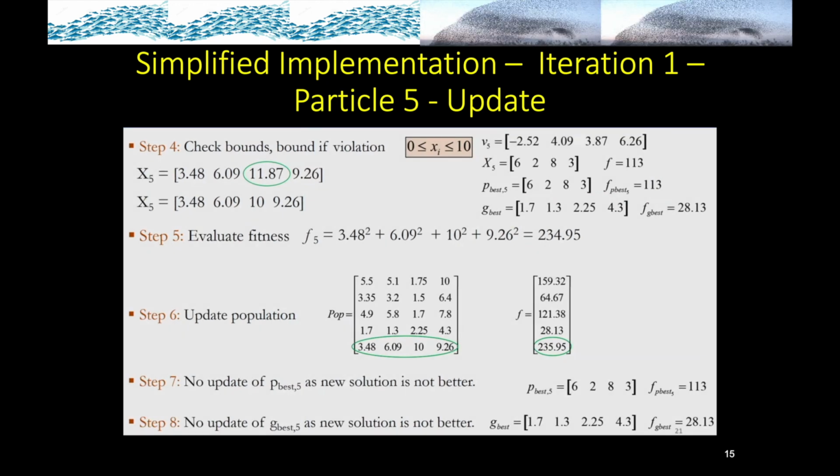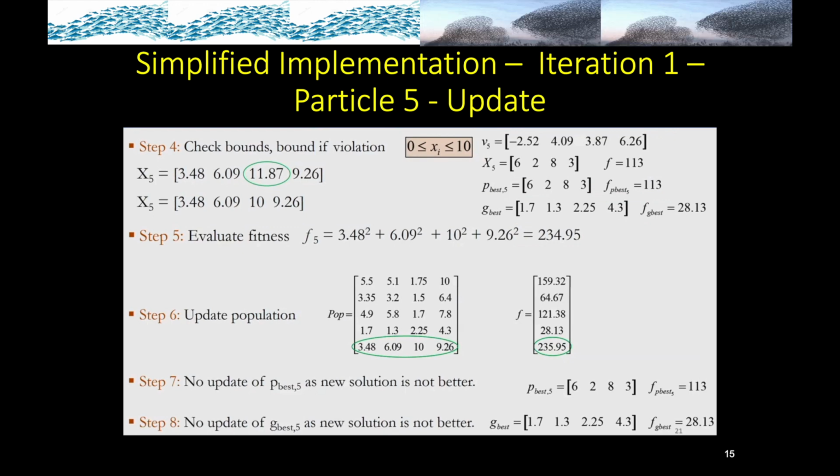So now in the first iteration we'll move to the update step for particle 5. Before moving to the update step, we need to check whether the bounds are violated. In this case, we observed that in the newly generated position vector, the bounds are indeed violated. For x3, which is 11.87, it should not exceed 10, so we'll bring it in bounds and set it to 10. That's the first step.